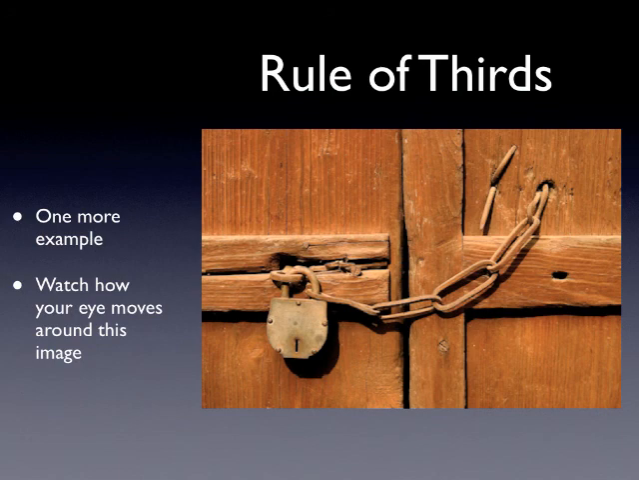There's actually three elements here. You've got the lock, you've got the chain, and you've got the wood door. And threes are a nice combination of pieces of information to include in a frame, because it creates that nice little triangle look.